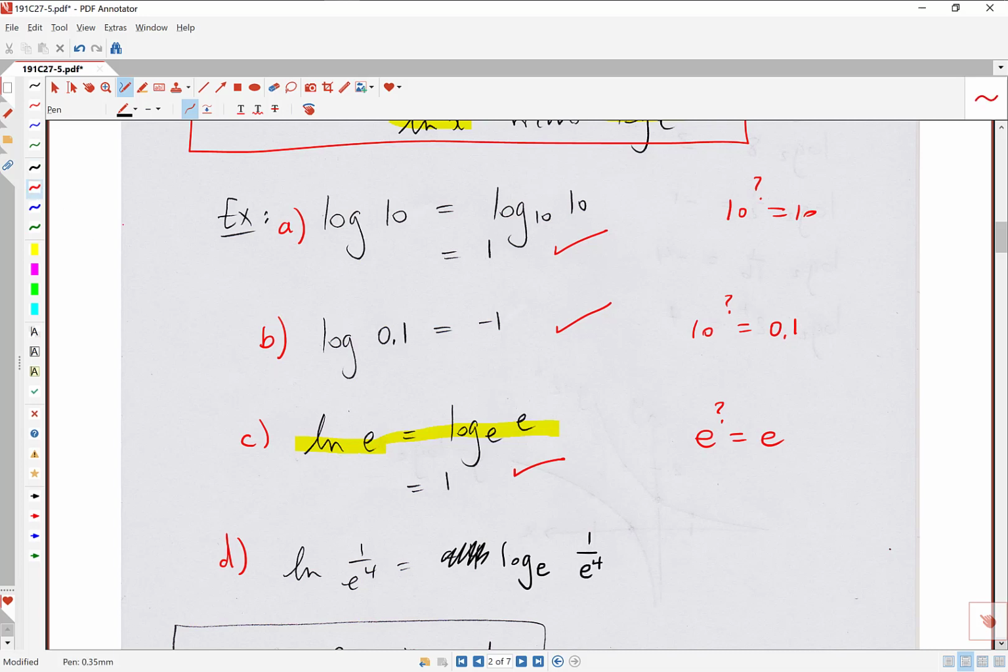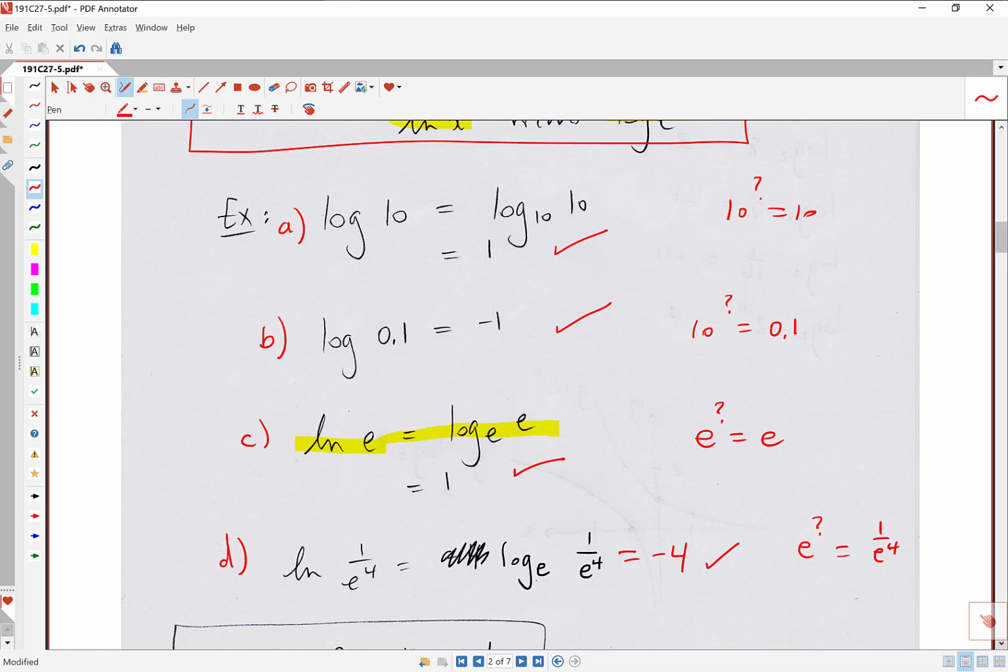And then we would say, what exponent do we put on e to make 1 over e to the 4th? Well, it's going to have to be a negative exponent because that's what's going to give us the reciprocal. It would have to be -4. So that's just a quick example of working with our two most common bases, log base 10 and log base e. And remember that log base e, we usually just call it ln for short.